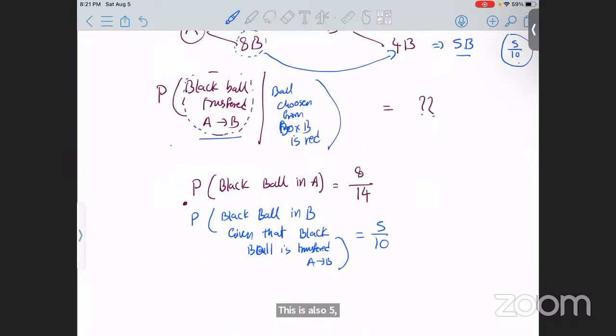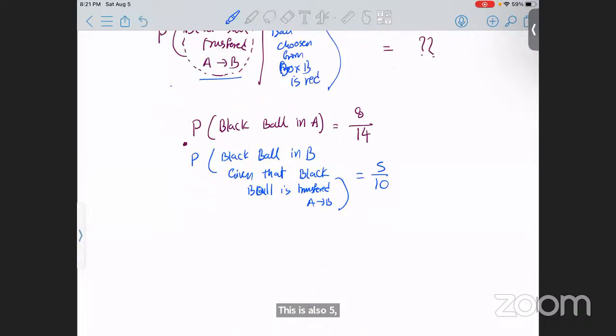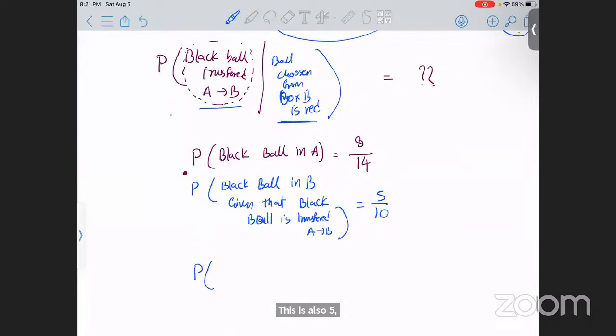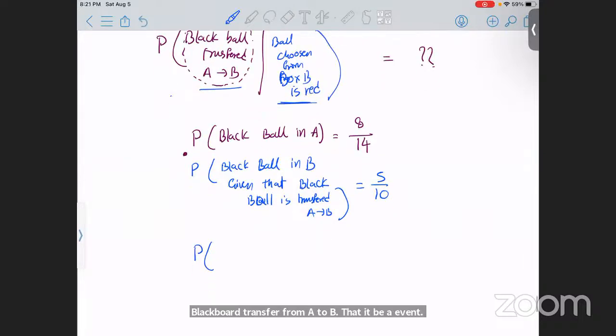Now here, look at this. Now we have to find this probability. Let this be event A. Black ball transfer from A to B. Let it be an event M.